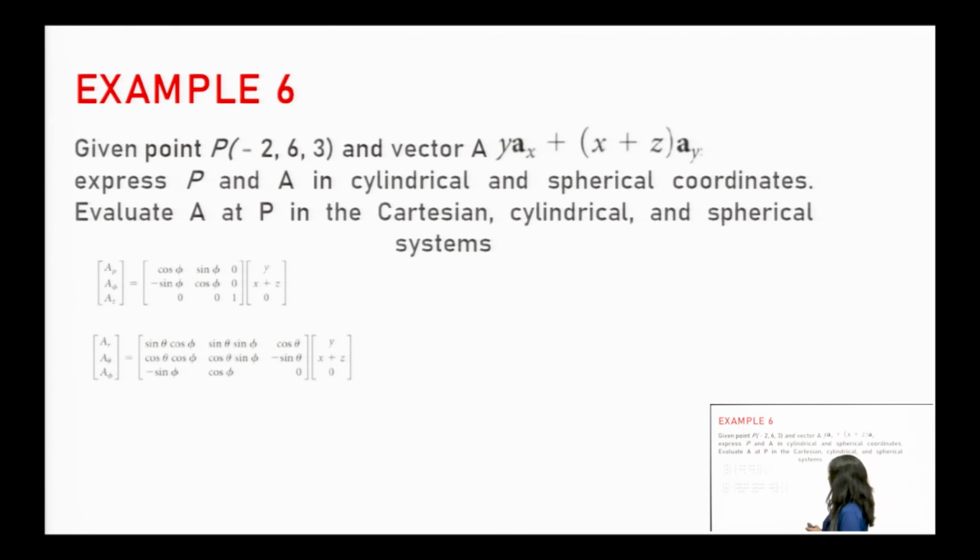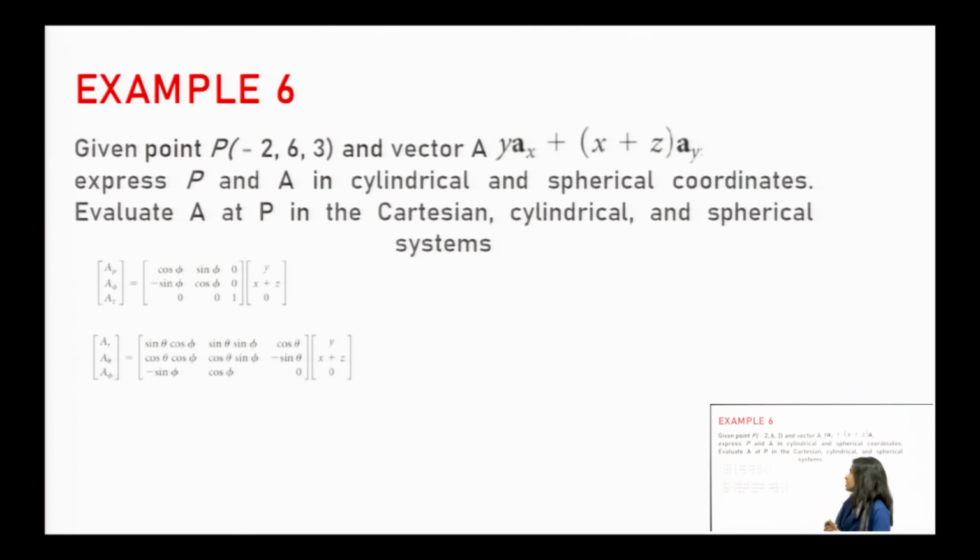Now this is the last question, in which one point and one vector are given, and we need to express P and A in cylindrical and spherical coordinates, and we also need to evaluate P in Cartesian, cylindrical and spherical systems. In the previous classes we have already discussed various formulas to convert a point. Here, as three values are given and no angles, it indicates that the point is given in Cartesian coordinates, which is also known as rectangular coordinates.